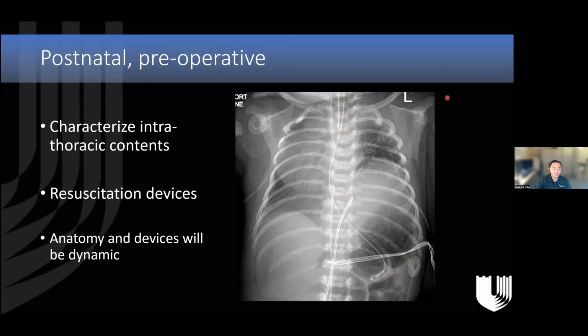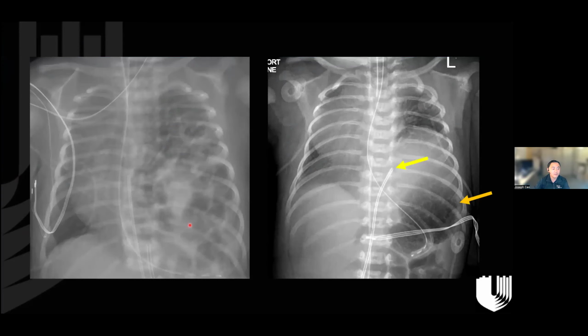The value of these radiographs initially is to evaluate the intrathoracic contents if you didn't know where they were before, and to evaluate the position of these resuscitation devices, which we do routinely on a daily basis. And the thing I want to note in the next couple of slides in this postnatal period is that the devices shift around, but the anatomy is also dynamic. So it's hard to make a very specific diagnosis or comment on the severity of the disease on just one particular image, and I'll show you why.